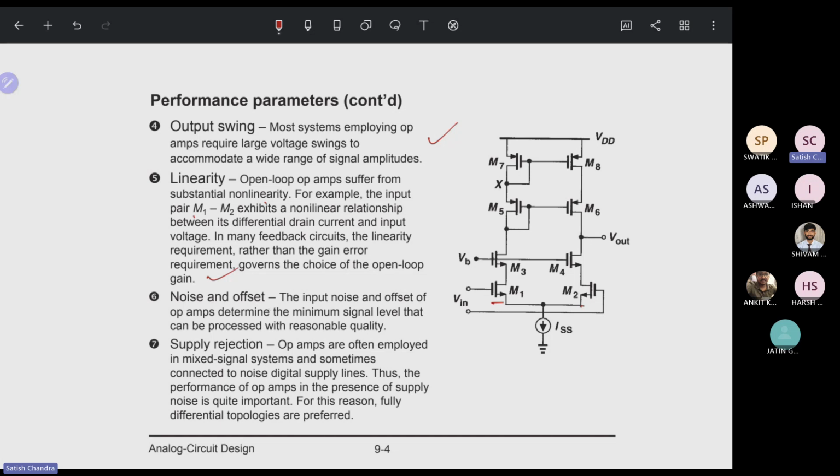Now, the sixth one is noise and offset. The input noise and offset of the op-amp determine the minimum signal level that can be processed with reasonable quality. The seventh thing is supply rejection, which we have already seen in the previous slides. Op-amps are often employed in a mixed signal system and sometimes connected to the noisy digital supply line. Thus, the performance of the op-amp in the presence of supply noise is quite important. For this reason, fully differential topology is preferred. We have already seen that in the differential topology there is common mode rejection.